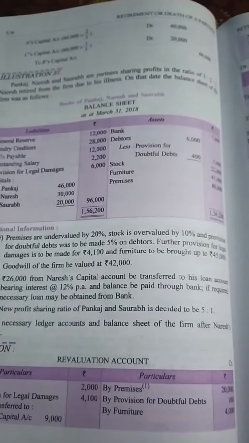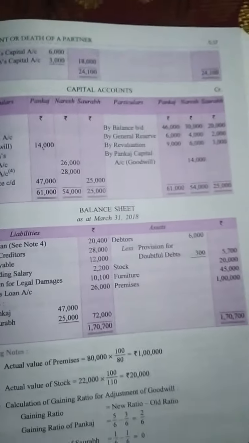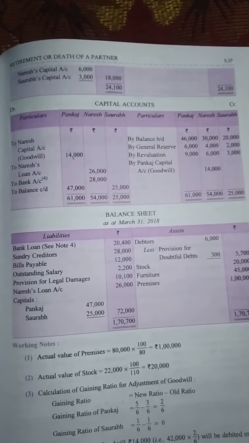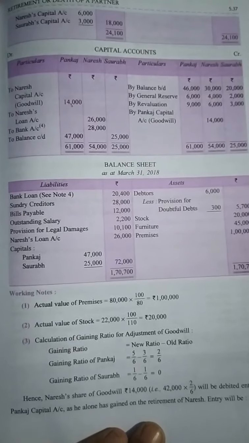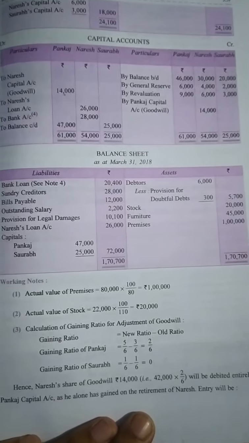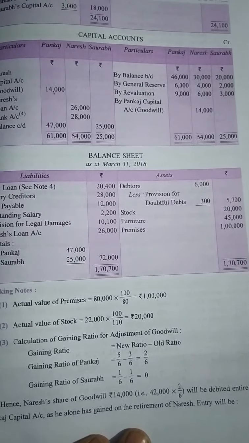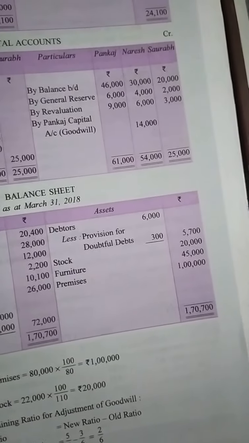Now further we need to just prepare the capital account. This is the capital account format as shown in your book. I have told you the format of capital account in the Zoom class also. By balance brought down, this balance can be taken from the liability side of the balance sheet. See, liability side of the balance sheet 46, 30 and 20. The same amounts will be written here.